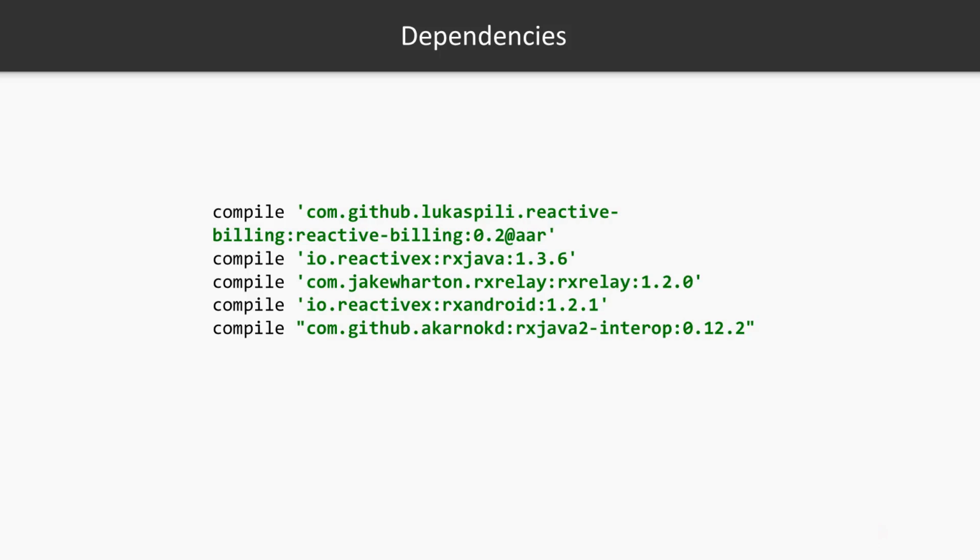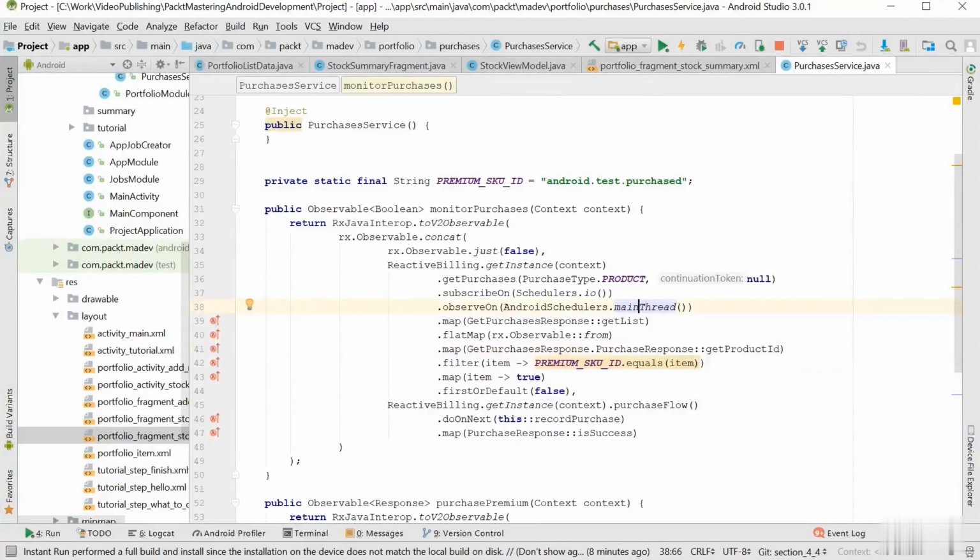In our case, we went with the reactive billing project, and it's a project that uses an old version of RxJava, so we need to include that as well because we're using a newer version of RxJava, and we need an additional library called RxJava 2 interop that will help us glue the different RxJava interfaces together. So let's take a look at the code, the things that we need to do.